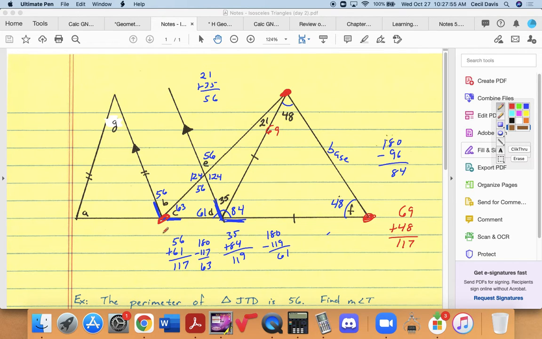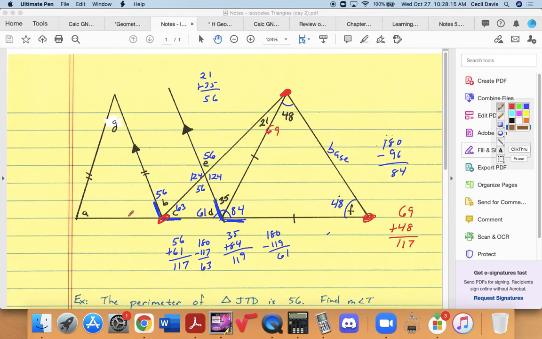So it works. There's more than one right way to do that. All right, we still need to find A and G. Anybody have any suggestions for us? There's a really quick way to find this angle. Yes?